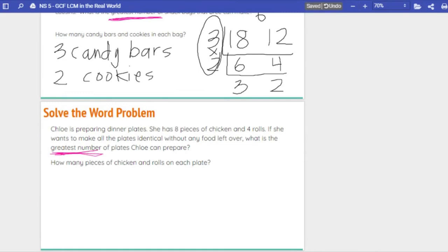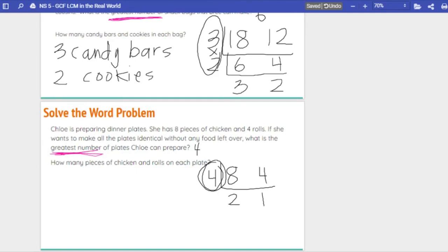So let's make our ladder. What goes into 8 and into 4? Well, I know 4 does. 8 divided by 4 is 2. 4 divided by 4 is 1, nothing else in common. So greatest common factor, what's out front? So what's the greatest number of plates she can make? She can make 4 plates.